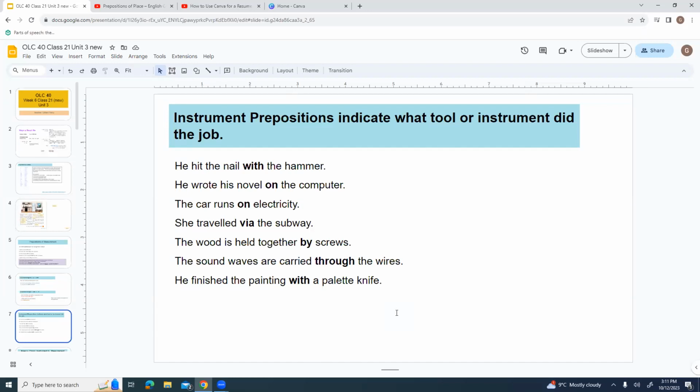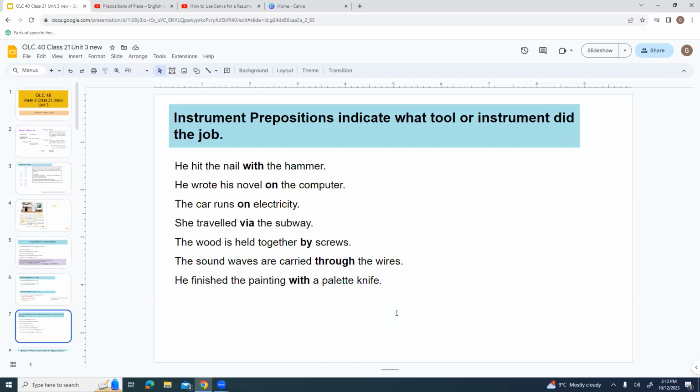The car runs on electricity. She traveled via the subway. The wood is held together by screws. The sound waves are carried through the wires. He finished the painting with a palette knife.